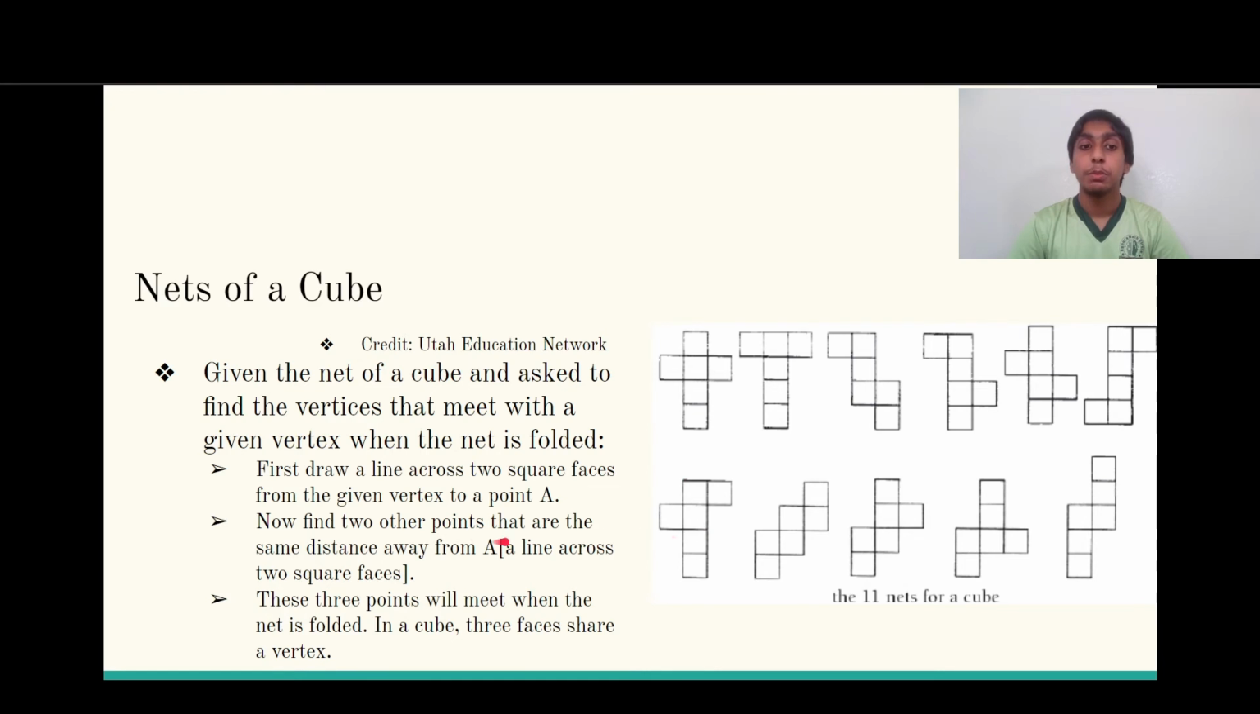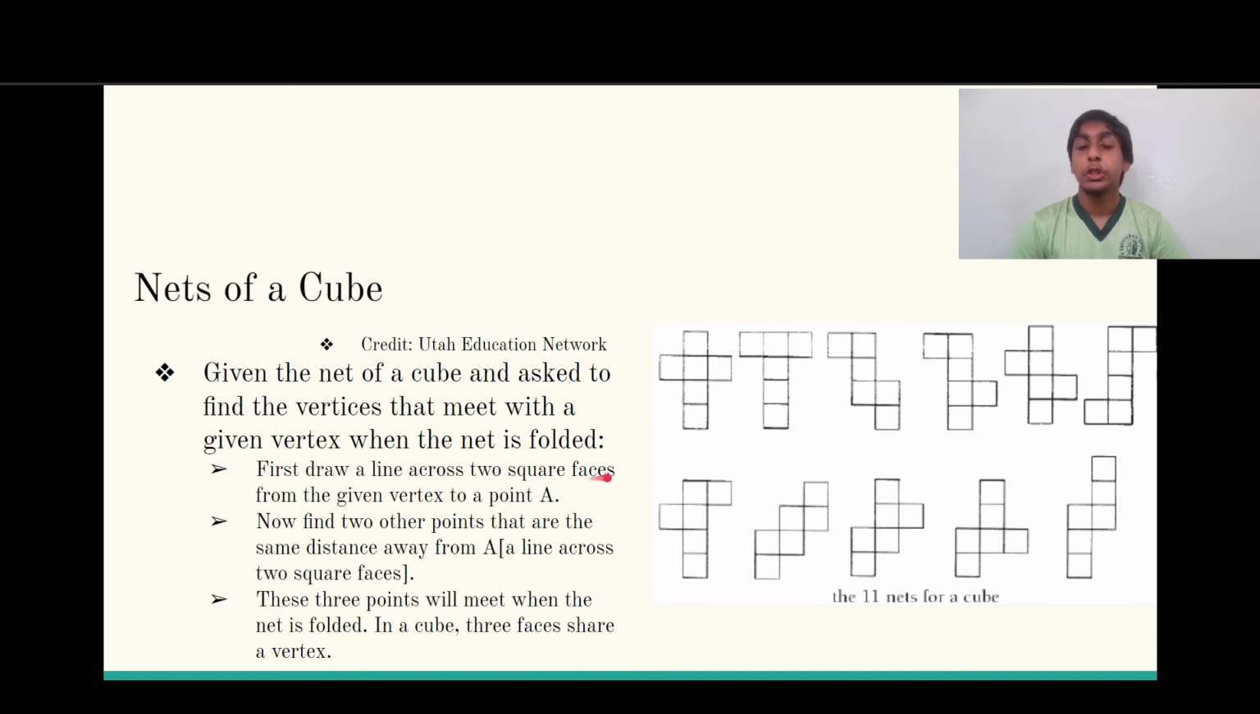Now find 2 other points that are the same distance away from A, a line across 2 square faces. So this point is also the same distance away because 1, 2. And basically you just find different squares that are 2 square faces away from your common point. Now you'll find 3 points, and these 3 points will meet when the net is folded. In a cube, 3 faces will share a vertex.